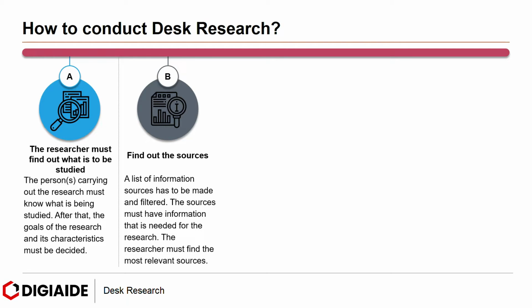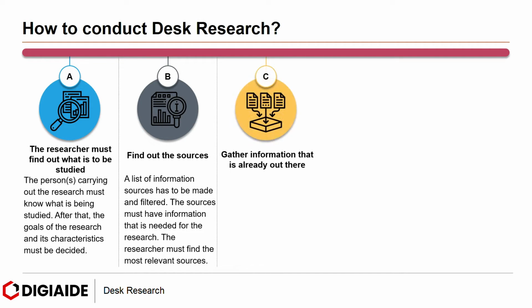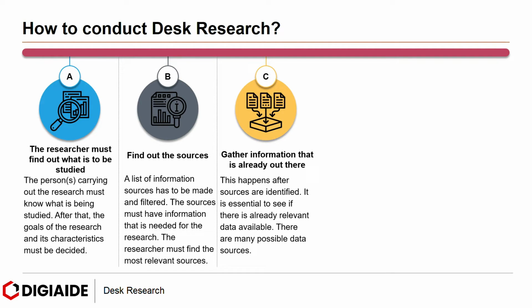A list of information sources has to be made and filtered. The sources must have information that is needed for the research. The researcher must find out the most relevant sources. Then, gather information that is already out there. This happens after the sources are identified. It is essential to see if there is already relevant data available. There are many possible data sources. Some of them are governmental and non-governmental organizations or libraries and news outlets.